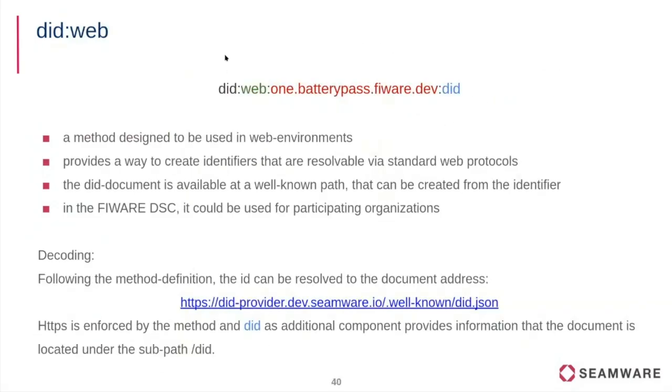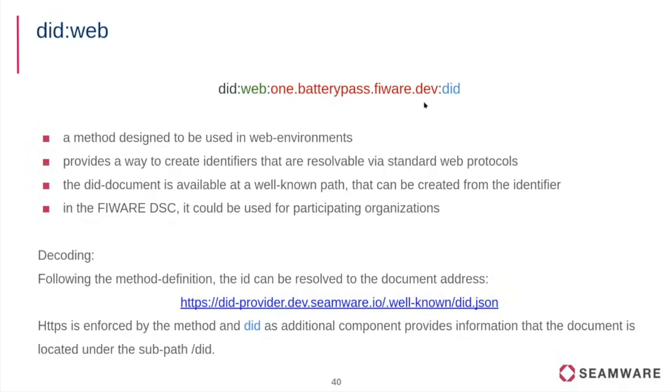The other very important DID type that we have in the FIWARE Dataspace Connector is the DID web. The DID web is designed to be used in web environments. That's also the one, for example, mostly used by Gaia-X, or I think it's still the only one valid for Gaia-X, but I'm not fully sure on that yet. But it provides a way to create identifiers that are resolvable via standard web protocols. The DID document here is available under a well-known path that can be created from the identifier.